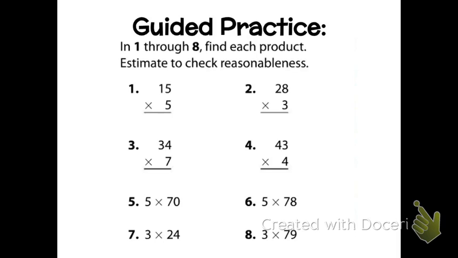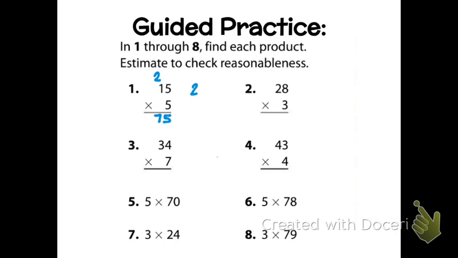In your notes, we're going to be taking a look at questions 1, 2, and 3 today. Number 1 says 15 times 5. So we're going to start by using standard algorithm to multiply. So I'll do 5 times 5 gives me 25. And I write down my 5. I carry my 2. 5 times 1 gives me 5, plus 2 gives me 7.